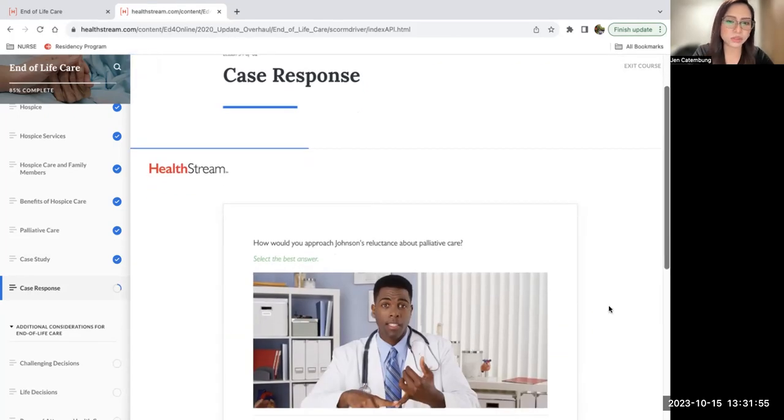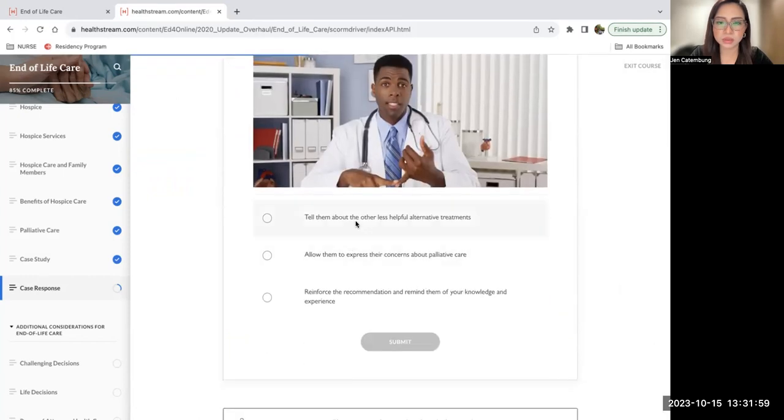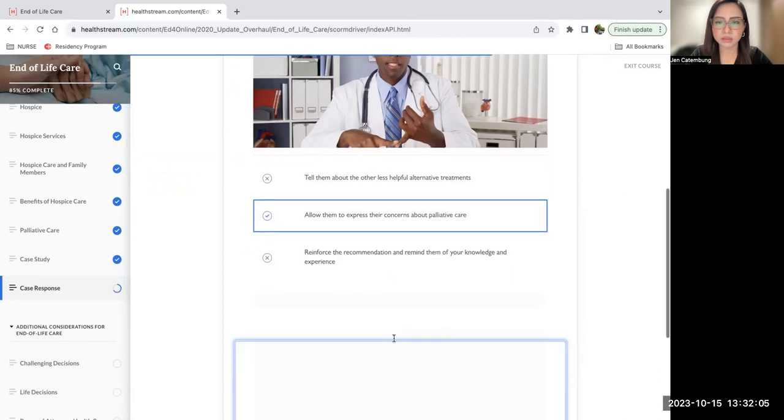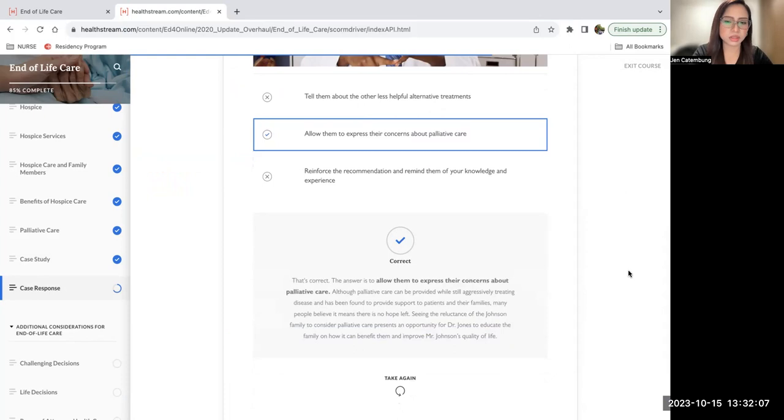How would you approach Johnson's reluctance about palliative care? Tell them about the other less helpful alternative. Allow them to express their concerns about palliative care. Correct.